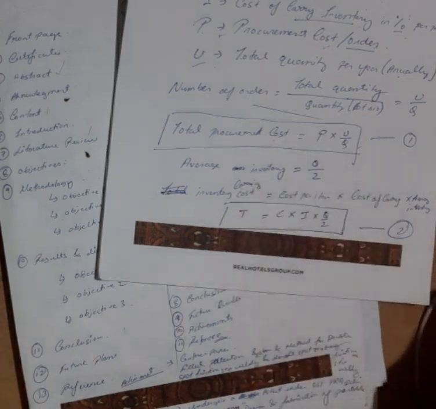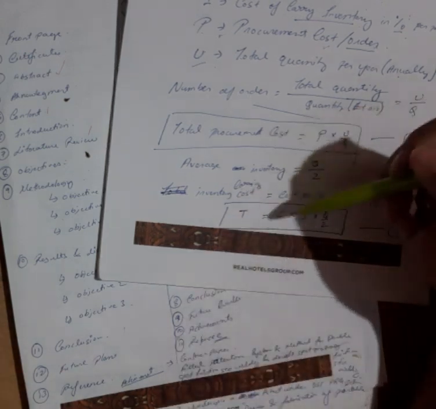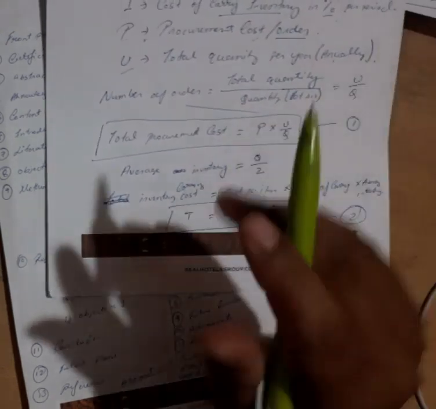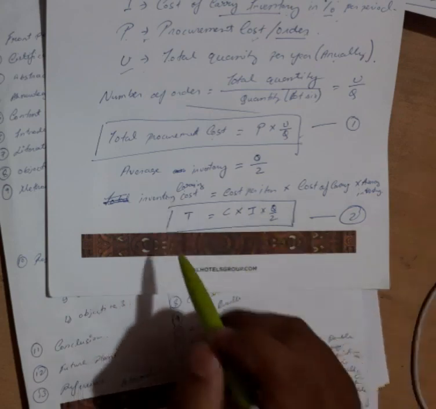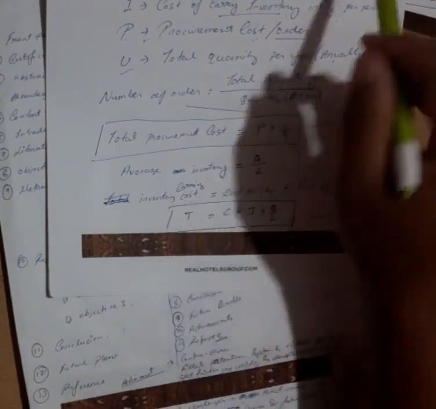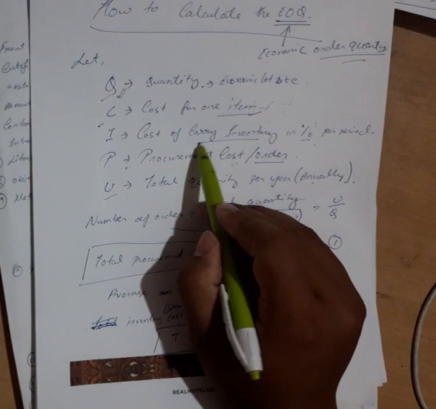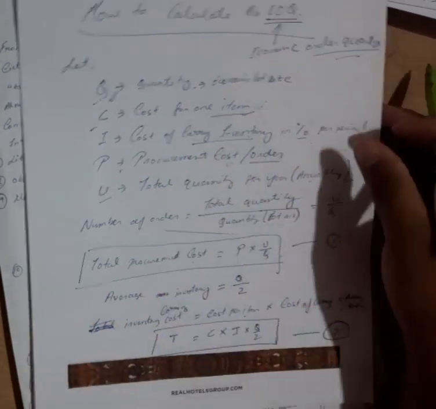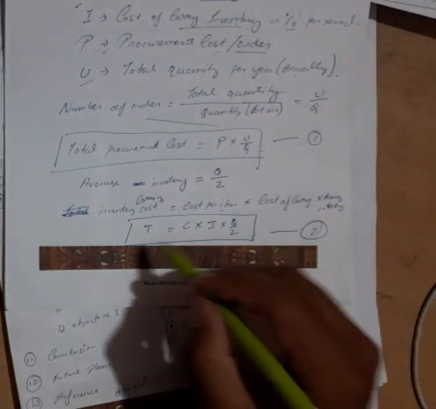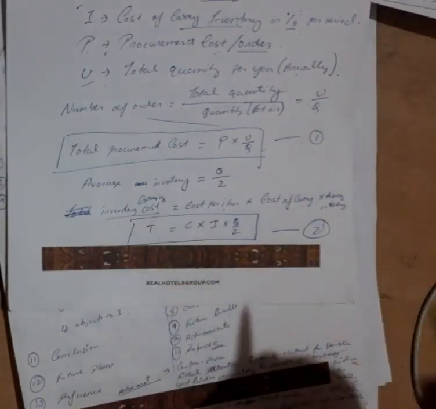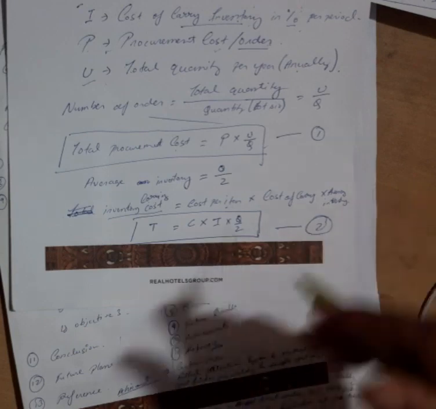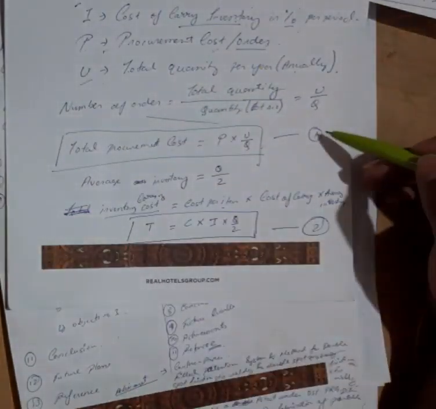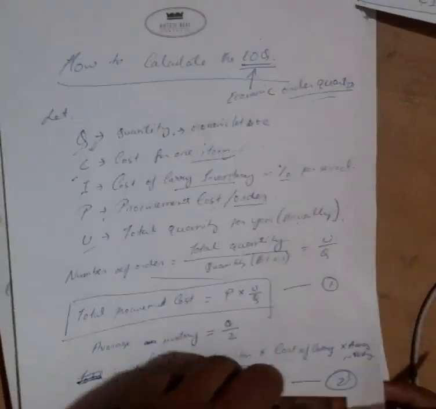Now, if we add the both, we will get the total inventory cost. I'm sorry, again I am saying this is the cost of carrying, as I have said, carrying multiplied into C. The number of quantity is Q by 2. That is the inventory carrying cost. Now, the total inventory cost, which includes procurement cost and carrying cost, will be 1 plus 2, isn't it?